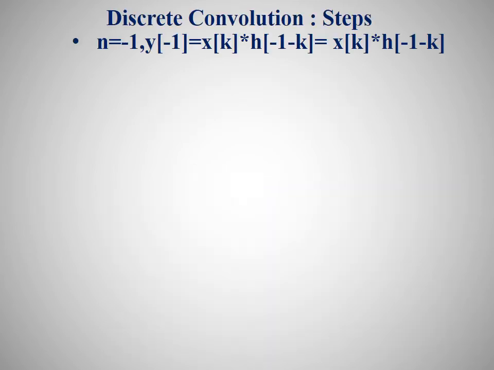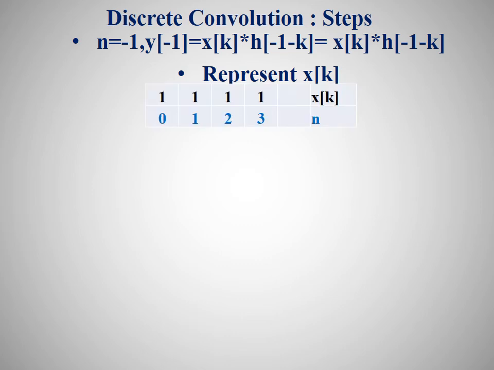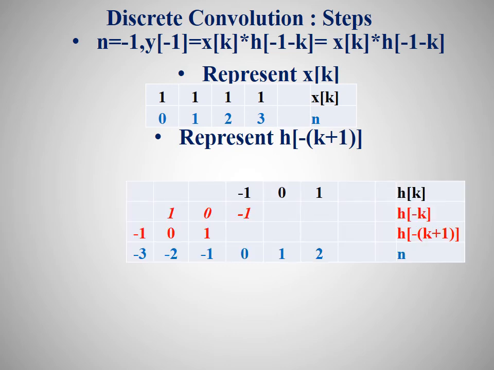Now let us try to evaluate the discrete convolution for n equal to minus 1. So y of minus 1 is going to be equal to the sum of x of k times h of minus 1 minus k, representing x of k as in the normal case, at n equal to 0, 1, 2 and 3 it is 1, 1, 1, 1. The most important part is representing h of minus k plus 1, and we would recall that h of k is given by minus 1, 0 and 1, and h of minus k is given by minus 1, 0 and 1, which means we are deviating slightly from the usual procedure.